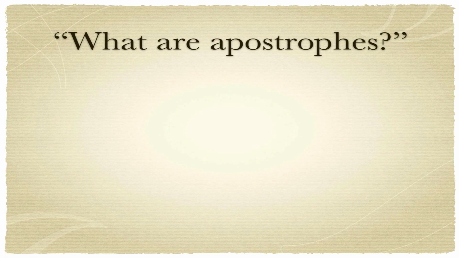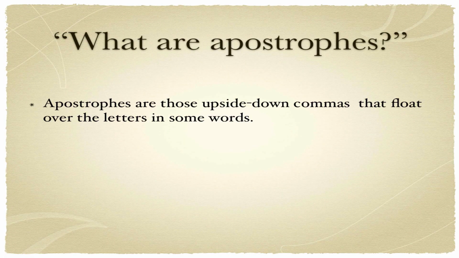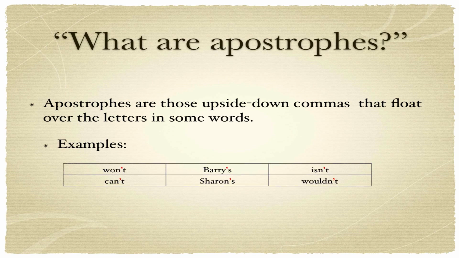First, what are apostrophes? Well, apostrophes, as you probably know, are those upside-down commas. They float over the letters in some words, and you're familiar with them. Words like won't, Barry's, isn't, can't, Sharon's, wouldn't. In each of these words, I have the apostrophe in red, but why are they in these words, and how do I know where to put them?